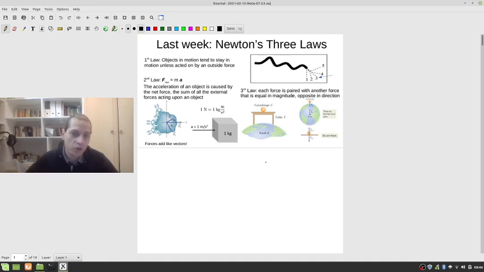And a couple distinctions that we made was that even though the normal force and the gravitational force are both pulling on the cantaloupe and are both in opposite directions, these are not a third law pair. Those are both acting on the same object. They're not acting on different objects.